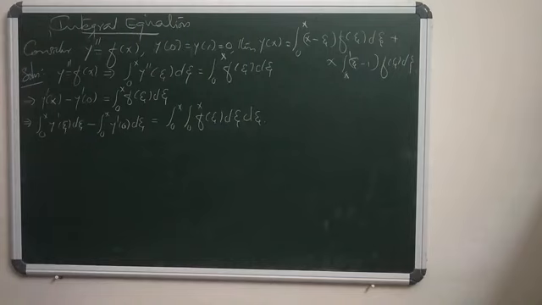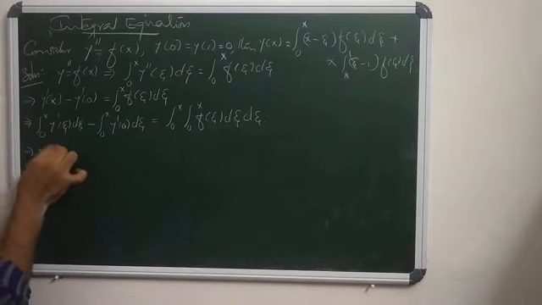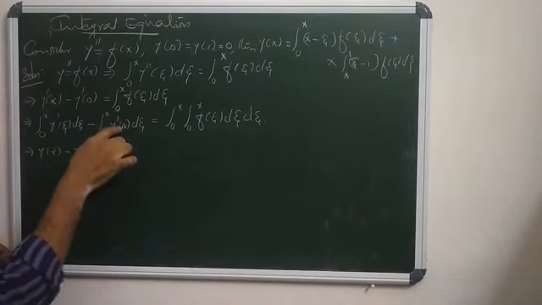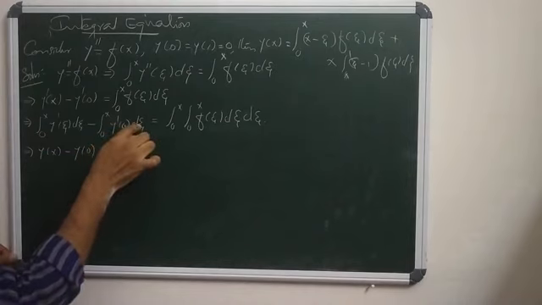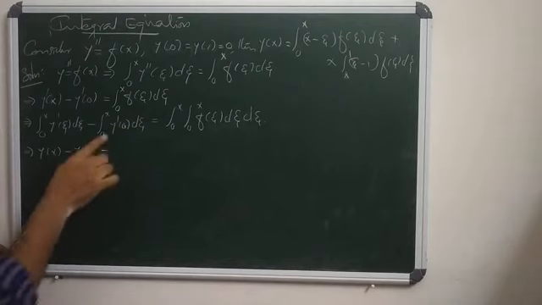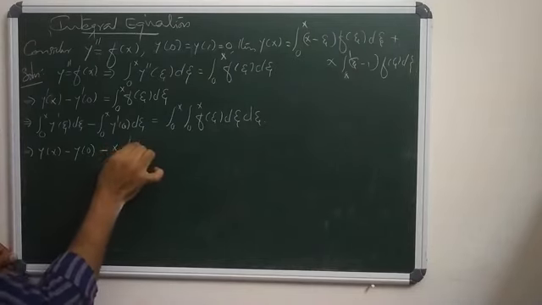Agree? So that means what is the integral of y dash theta? It is y of x minus y naught minus y dash naught, which is a constant. So y dash naught into integral d theta. Integral d theta means theta itself, from 0 to x, so it is x into y dash naught.